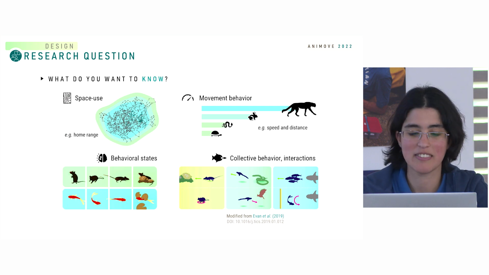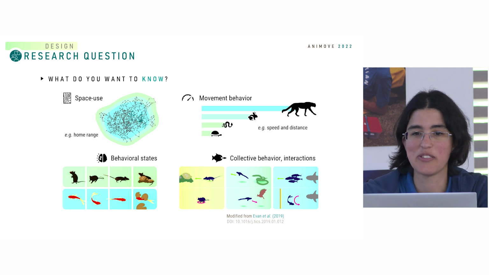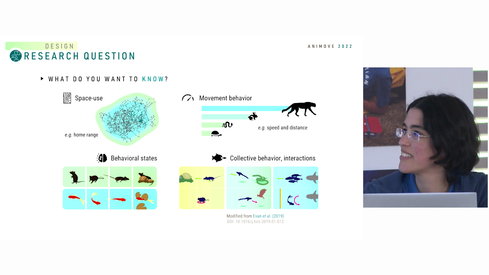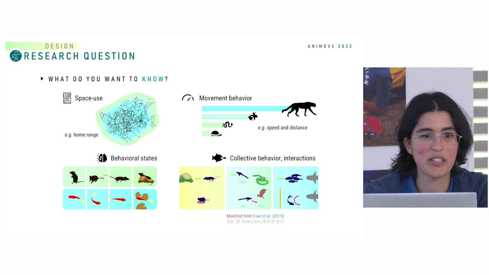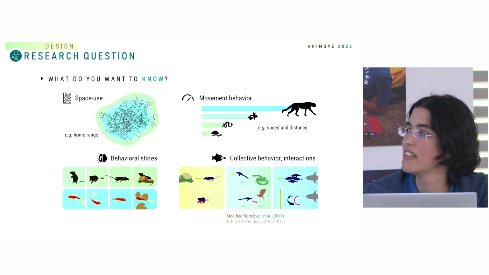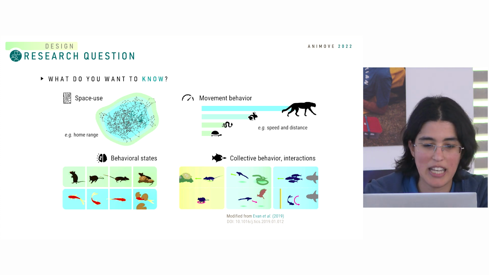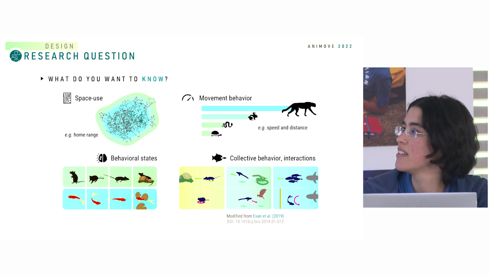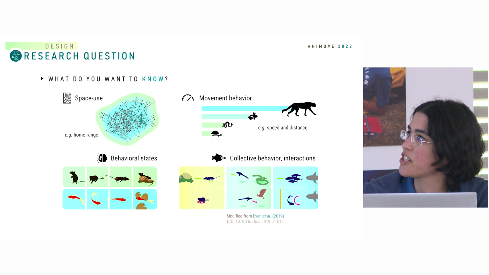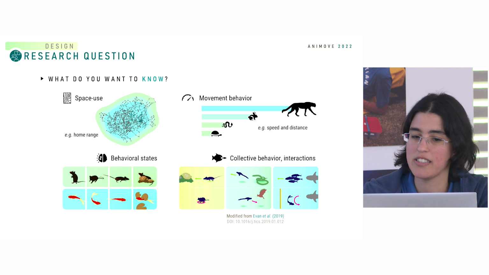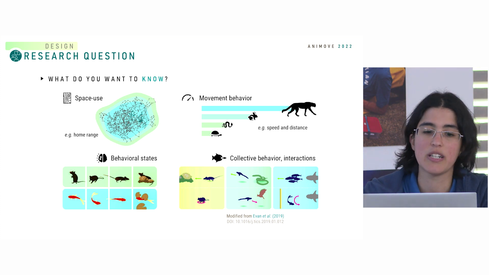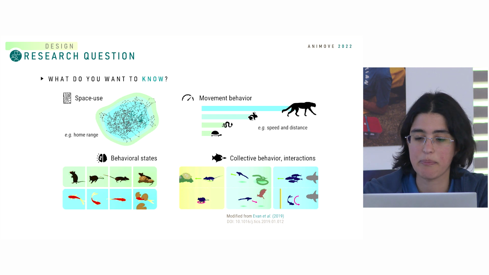It seems like you're getting this a lot from the different people that have taught this course: you want to know what your research question is and what you're looking for. This is very important if you're looking at space use, movement behavior, behavior states, or collective behavior and interactions. This will influence how you collect the data, how much data you should collect, and if you can actually answer the question you defined in the beginning. It's a solid foundation to a successful animal tracking project.